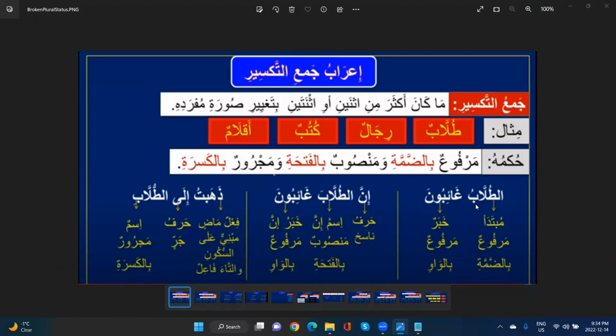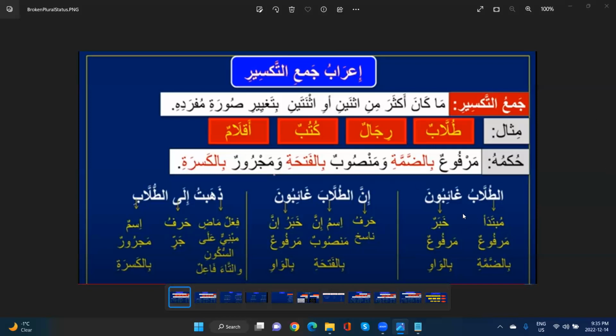Is At-Tulab Jama Mukassar? Yes, it is. It is a proper noun. It's actually at-tullabu, because this is Shamsi, not Kamari. The other thing is, if it is Jama, then the khabar has to be Jama. Now ghaib is not Jama Mukassar, right? What is the Jama for Muslimun? Muslimuna. So ghaibuna.